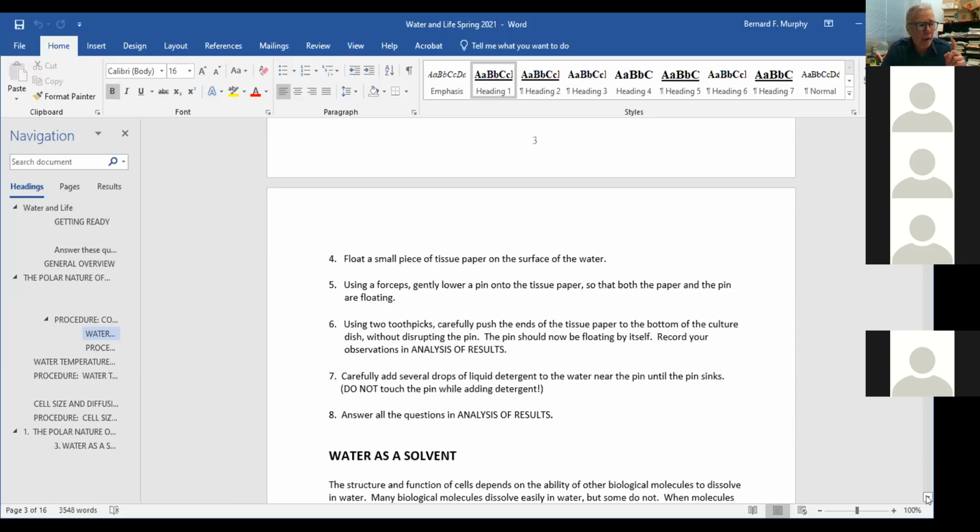Then you'll add a drop of detergent, and you'll see what happens. The pin drops like a stone right to the bottom, because it's the hydrogen bonds that are holding up that pin. So you break those hydrogen bonds, the surface tension of water decreases, and there you go, the pin falls.